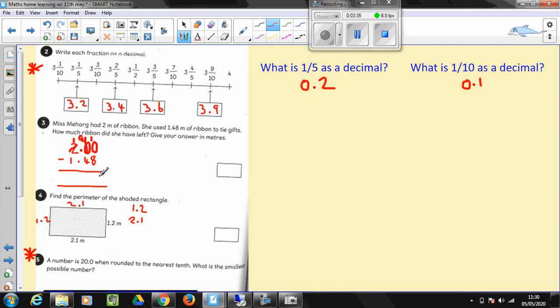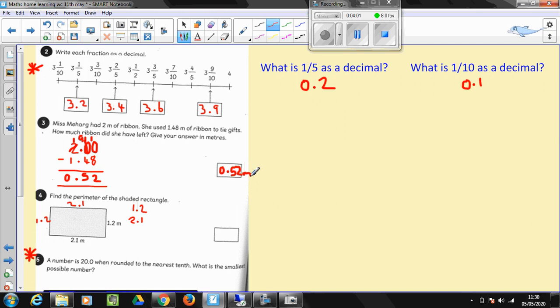So now I've got 10 take away 8. 10 take away 8 is 2. 9 take away 4 is 5. I need to remember my decimal point. 1 take away 1 is nothing. How much ribbon did she have left? She had 0.52 meters of ribbon left.